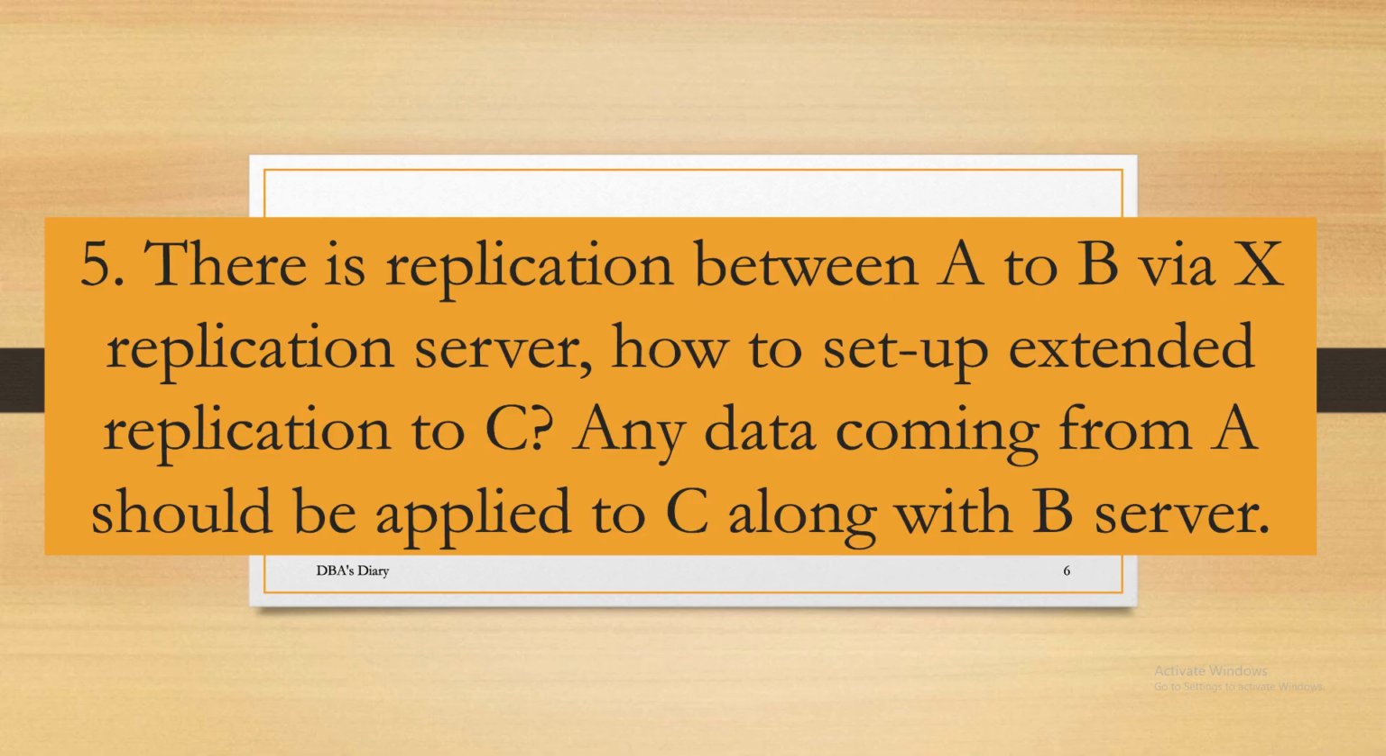And the second part is you also need to ensure that only main transactions coming to B should go to C, not the actual transaction. So you need to enable send main transactions to true on the B server on the ASC side, right? This way you can figure that out. So this is the answer to that.